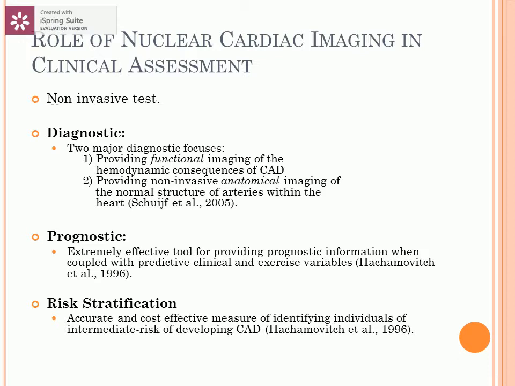Prognosis, it's an extremely effective tool for providing prognostic information when coupled with predictive clinical and exercise variables. Risk stratification, it's accurate and cost effective, and it's good for identifying individuals of intermediate risk of developing coronary artery disease. So people of high risk often bypass this type of assessment, but those at an intermediate risk, this is a good use for risk stratification.